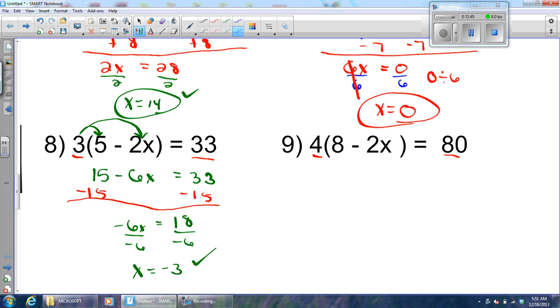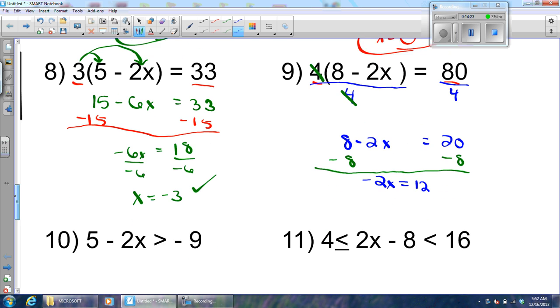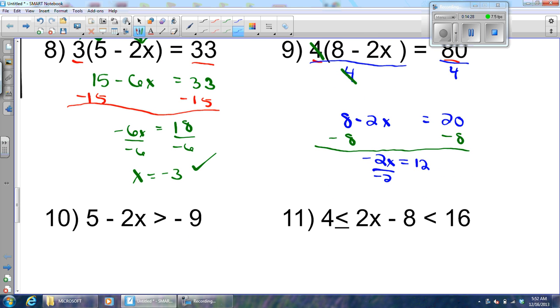since it's 4 times this quantity, and 4 goes into 80 evenly, I'm going to divide by 4 on both sides. And the right-hand side, of course, becomes 20. The left-hand side, the 4's will cancel, leaving me with 8 minus 2x. All right, from here I will subtract 8 from both sides. And I'll get negative 2x equals 12. I'm going to divide by negative 2, divide by negative 2. X is going to equal negative 6.